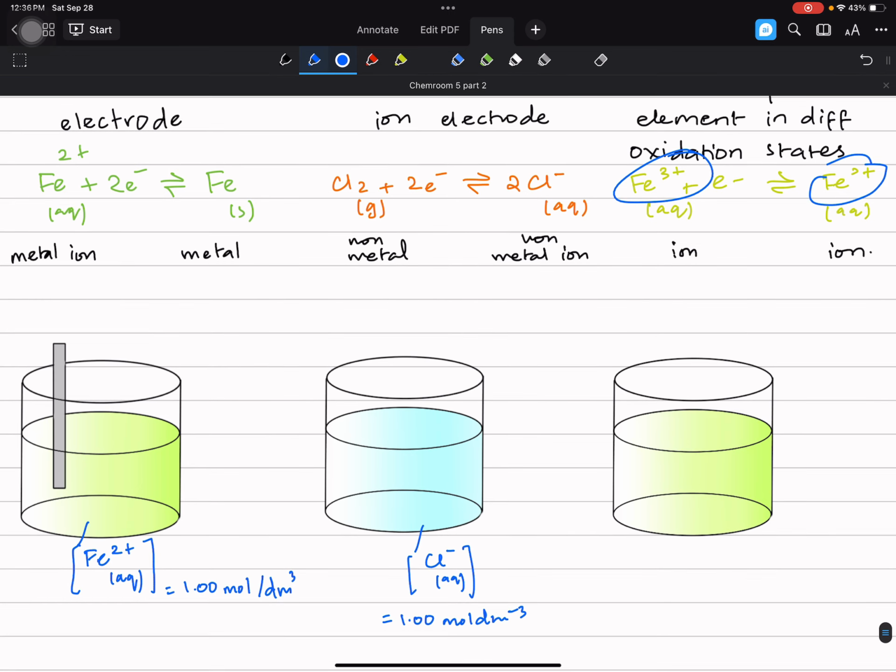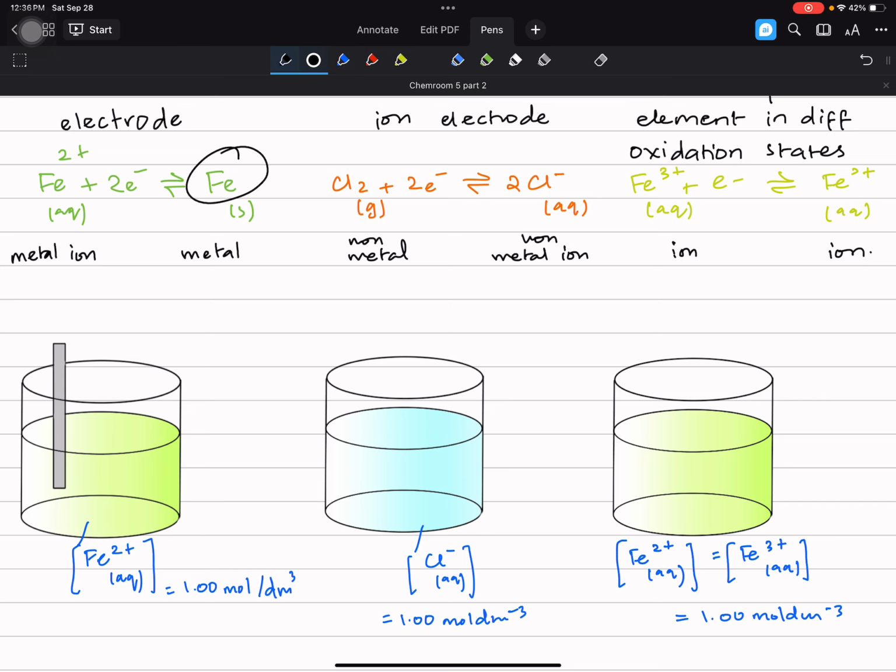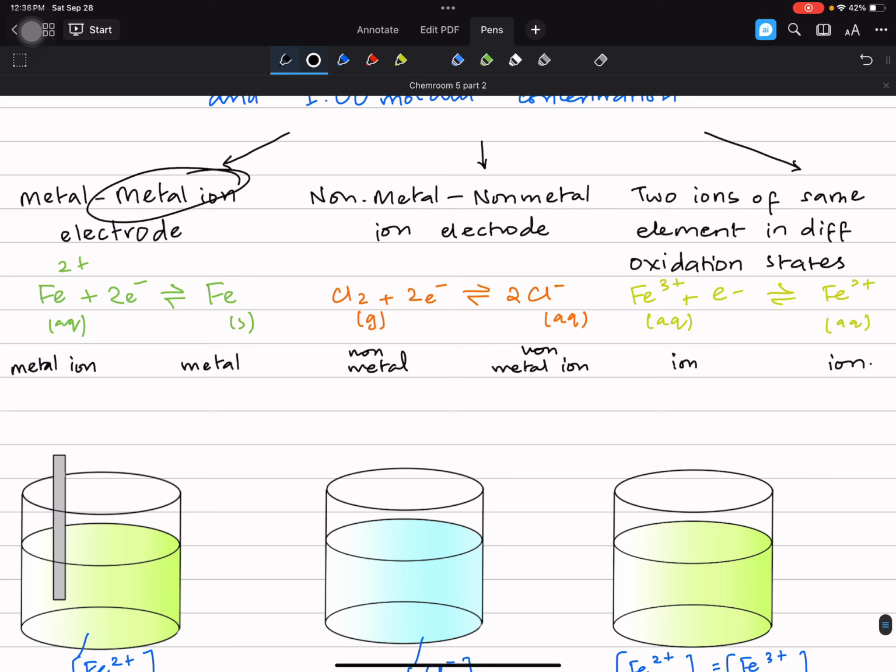In the third category, both of the species are ions, Fe3+ and Fe2+. So the concentration of both the ions should be exactly the same, 1 mole per dm cube, if it has to be a standard electrode. For a standard electrode, the condition is 1 mole per dm cube. In the first category, you have iron involved in the electrode, so you can make the electrode of pure iron, and even the wire can be made up of pure iron. So I can have an iron electrode and I can have the wire made up of iron as well.